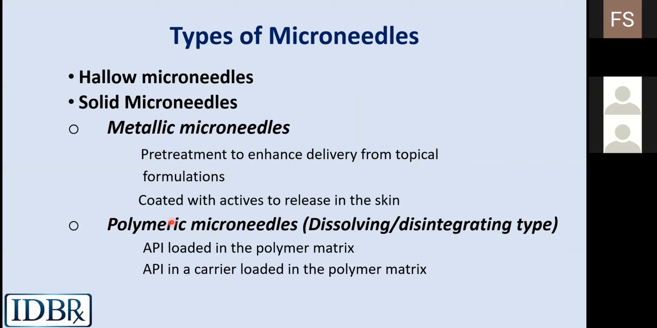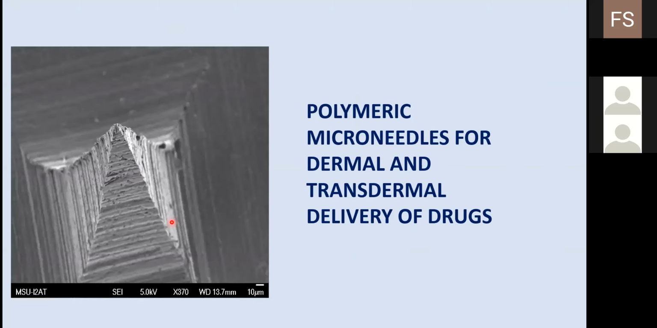for dermal application. They're also called dissolving microneedles or disintegrating microneedles. So, polymeric microneedles for dermal and transdermal delivery systems. What you see here is an electron microscopic picture of a polymeric microneedle. This polymeric microneedle is about 500 micrometer in length. You can see the structure. They are pyramidal in nature. The base is about 250 micrometer. The tip is about 25 micrometer.